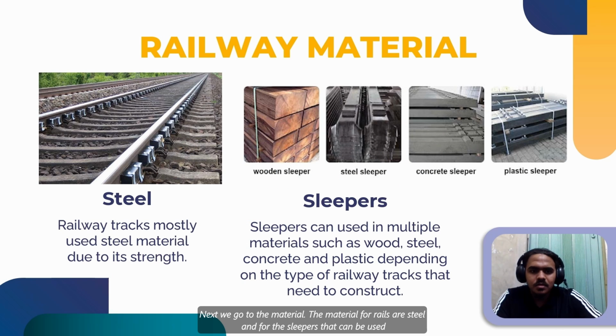Next, we go to the material. The material for the rails is steel, and for the sleepers, there are many materials that can be used such as wooden sleepers, steel sleepers, concrete sleepers and plastic sleepers.